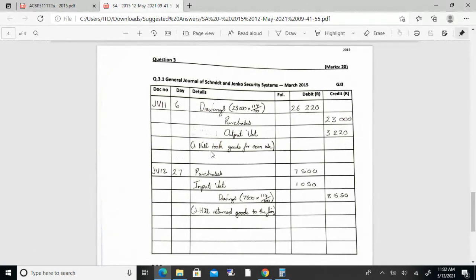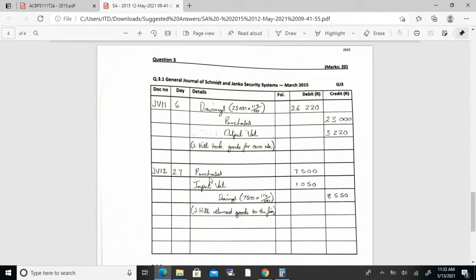Then under narration, you could have said owner took merchandise, or here we've actually mentioned his name, J Hill took goods for own use. Okay, I would have ended it at took goods or withdrew goods. All right, but that's perfectly fine. Then we go on to the 27th. It says the owner J Hill returned merchandise with a VAT exclusive cost price of 7,500.